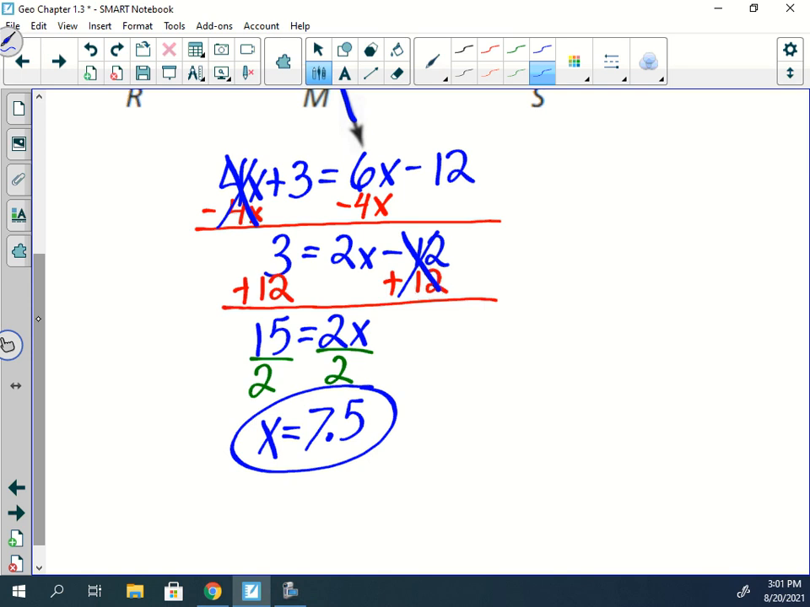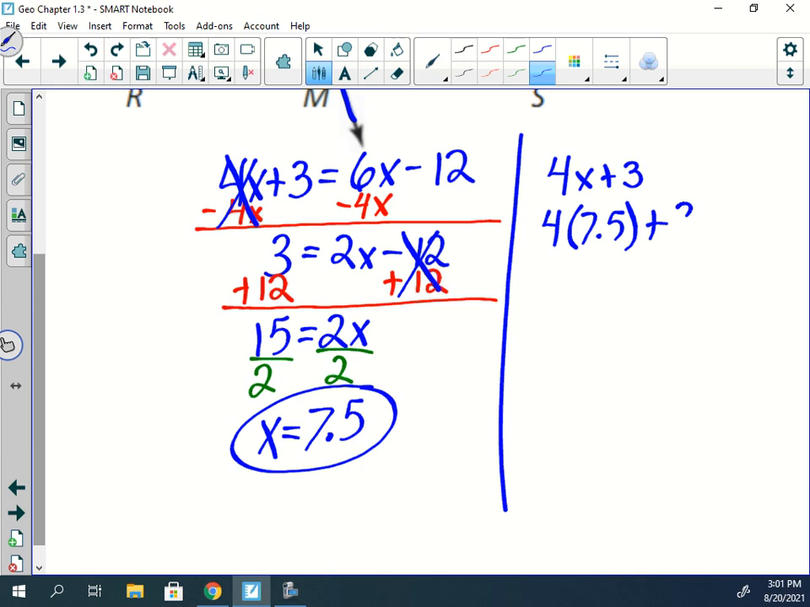So that tells us that the value of x is 7.5. So we found the value of x. Now the last thing we need to do is to plug it back in. So we can use 4x plus 3 to plug it back in. So we can do 4 times 7.5 plus 3. And we could type this into the calculator to be able to find this here.